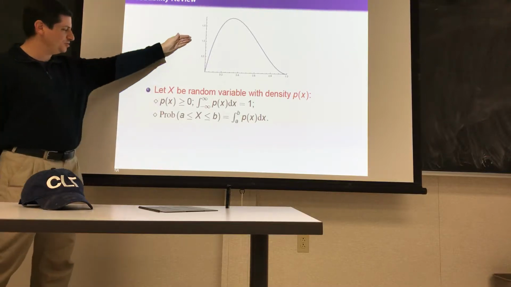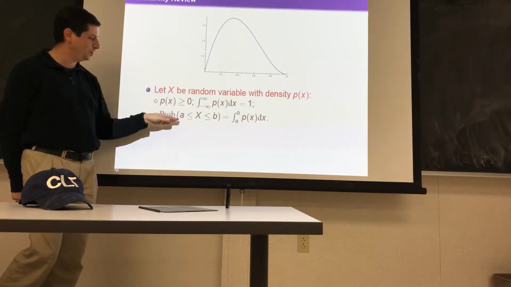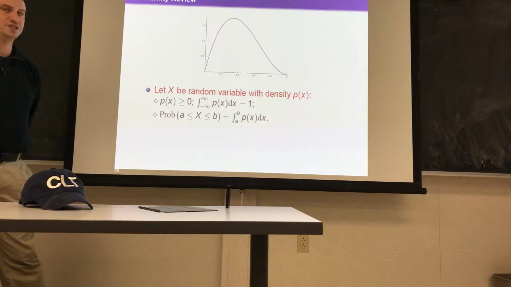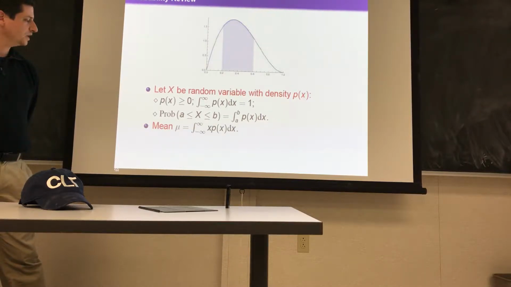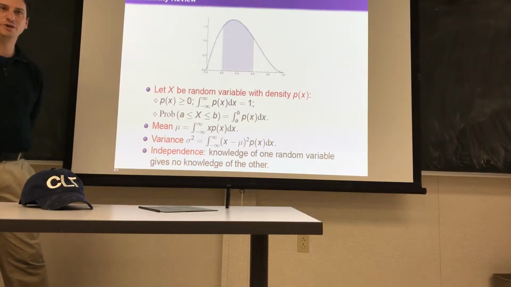You should have seen this picture so many times now. We have a probability distribution. It's non-negative, integrates to 1. Probability between A and B is just the integral under the curve from A to B. The mean is x times p of x. The variance is x minus mu squared times p of x. Independence: knowledge of one random variable gives no knowledge of another.